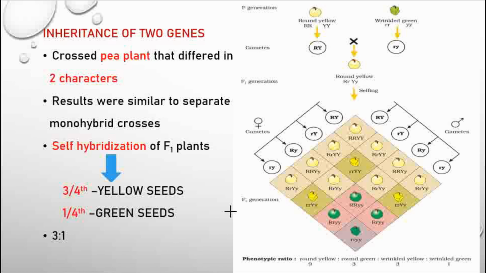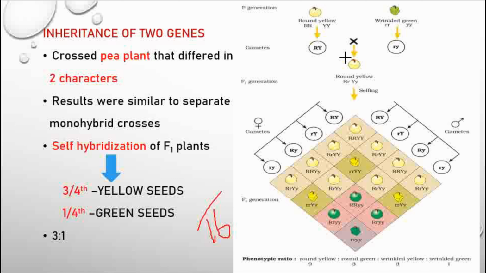So in the monohybrid cross we got that ratio as 3:1, right? The yellow and green color, they segregate in the ratio 3:1. In the same way, if you put for round and wrinkled, out of 16, how many are round? You can check it on your own. And how many are wrinkled? If you check, you will get the same ratio 3:1.